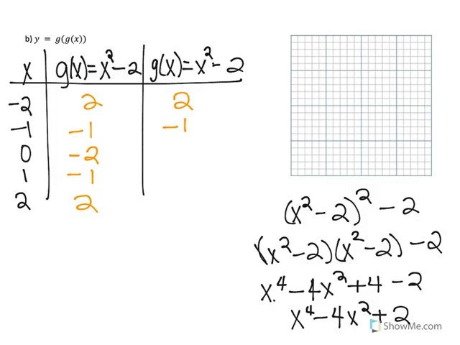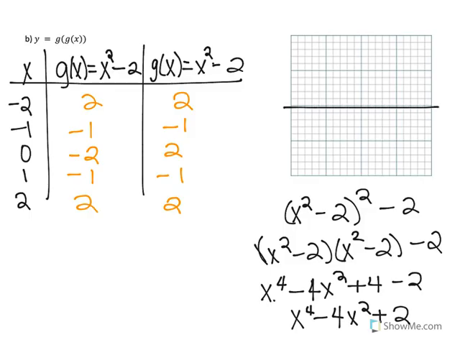So you should have got negative 1, then you should have got positive 2. So negative 2 squared is 4, subtract 2 is 2. Then you should have got negative 1, and then you should have got positive 2 again.